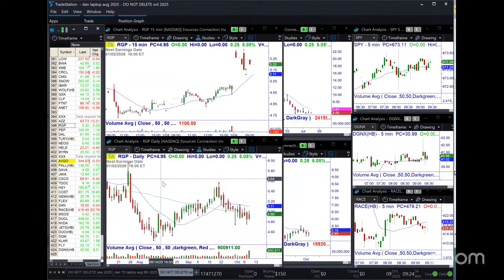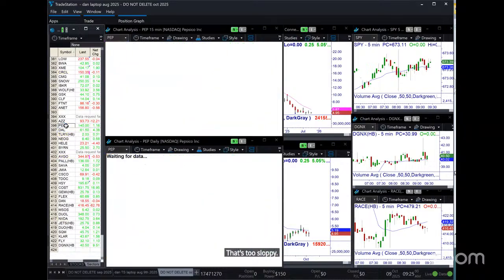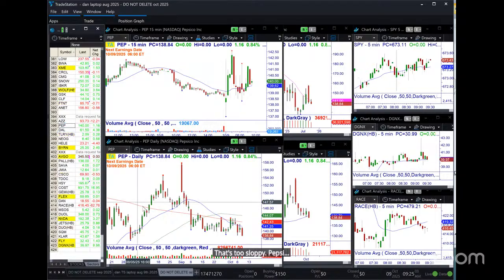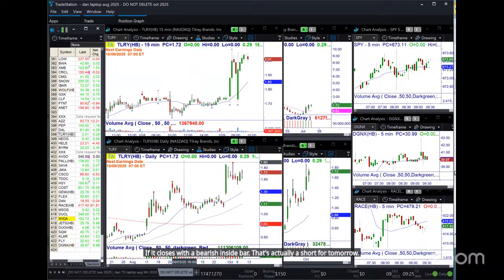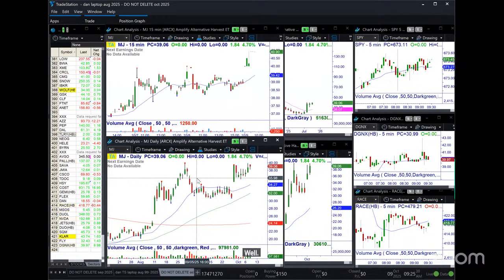That's gapping up 5 1/4. That's too sloppy. Pepsi was up a lot more. Now it's at 140. If it closes with a bearish inside bar, that's actually a short for tomorrow. Tilray. I wanted to sell the 150 puts, but it was only 7 cents. For that, this one's been on my list for a while because it's holding a lot better than Michael Jackson.